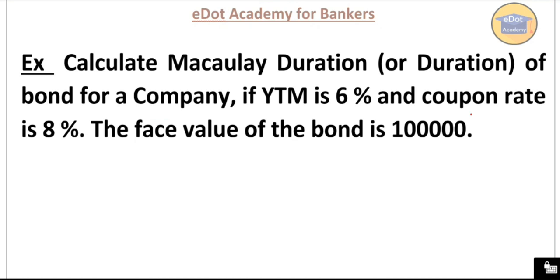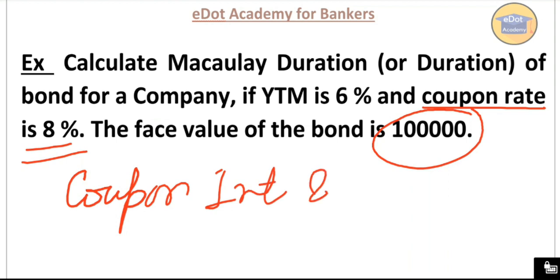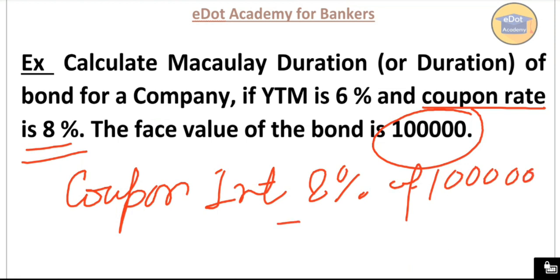So now, face value is 1 lakh rupees, coupon rate is 8%. That means how much coupon interest he'll be getting every year. Okay, so coupon interest he'll be getting is 8% of 1 lakh rupees, that means he'll be getting 8,000 every year.